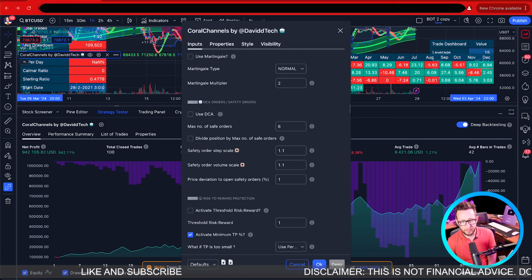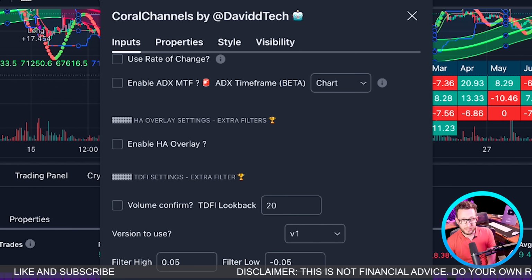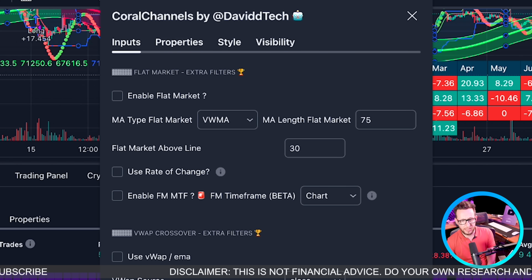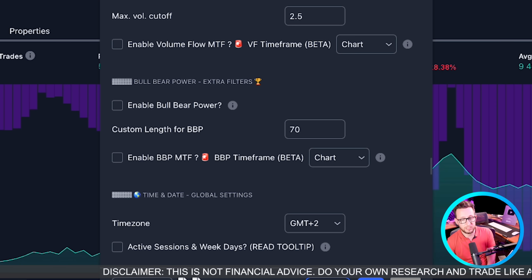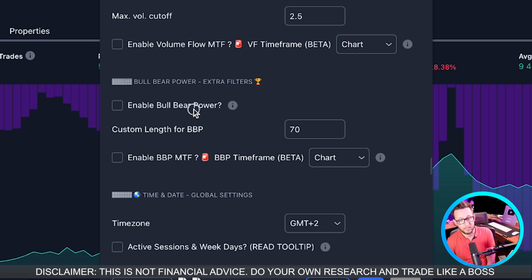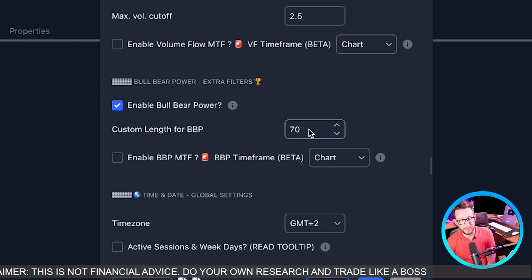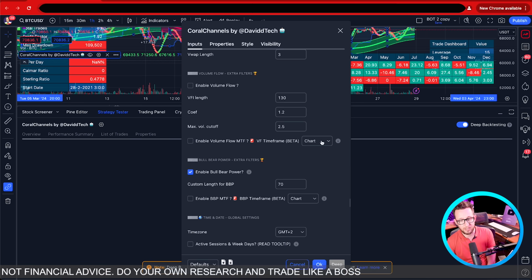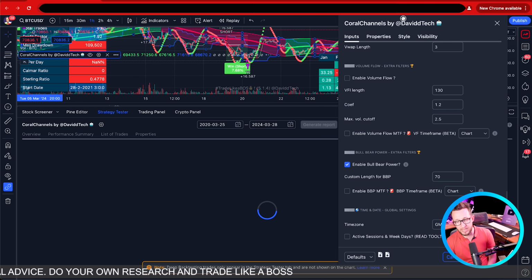There's one further thing that I'd like to show you guys. If you scroll all the way down on the David Tech boilerplate here and all the way to the last indicator, which is the bull bear power indicator, and turn that one on and put it to 70. It seems like the deep backtesting results are even better for the trading strategy with that added.